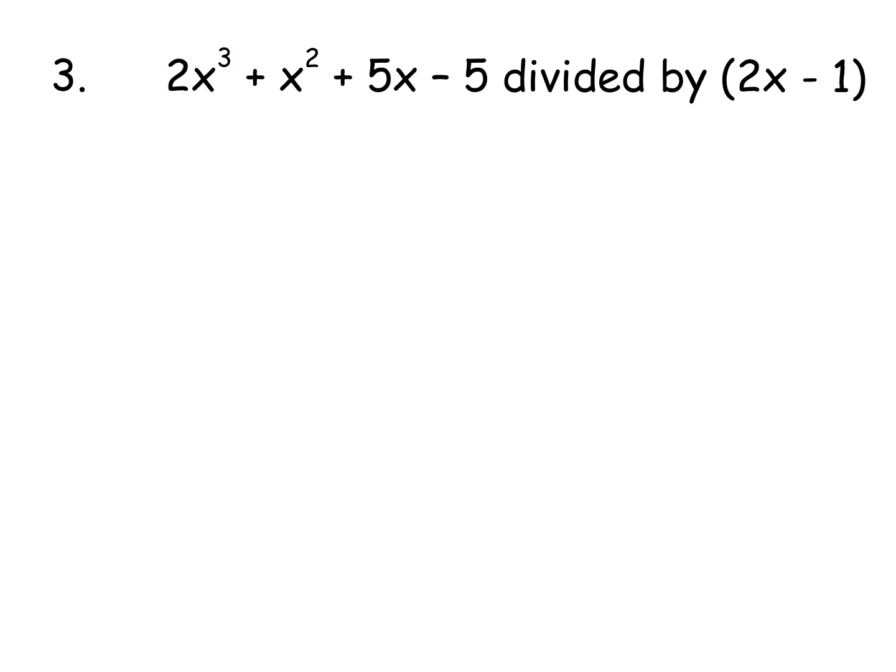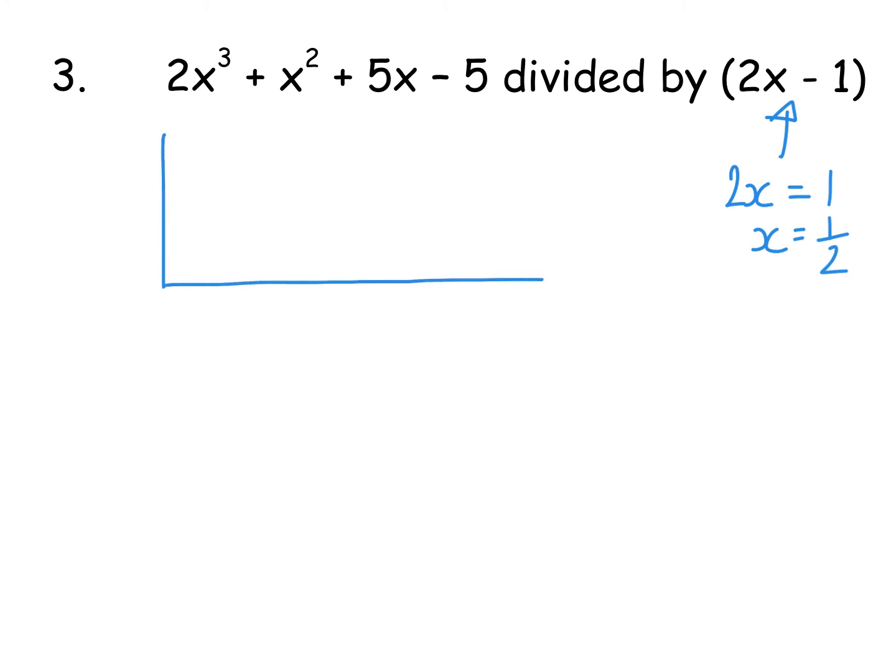Okay, for my last example, there is an added wee difficulty to it, which is that the thing we're dividing by this time has a 2 in the bracket. So still same thing, put that equal to 0. So that gives you 2x is 1 and x is 1/2. So we're going to do our nested table, but the thing we're multiplying by each time is a half. Okay, let's put our coefficients in. x cubed has a 2, x squared has a 1, x is a 5, and your number is minus 5. There are no missing terms in this one. You bring the 2 down, and then we're good to start.